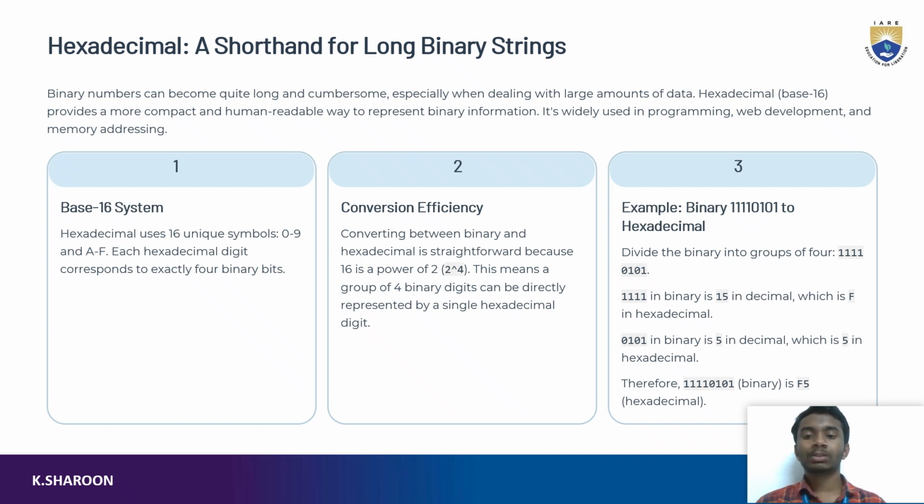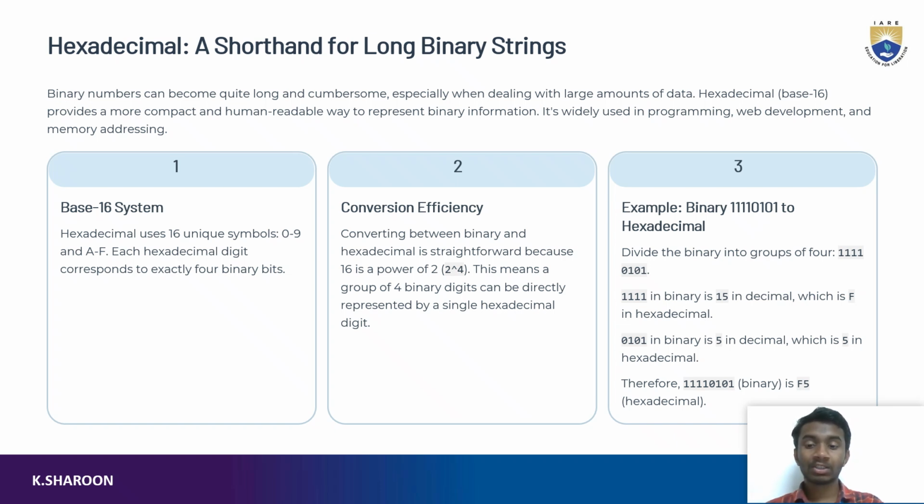Hexadecimal, a shorthand for long binary strings. Binary numbers become quite long and cumbersome, especially when dealing with large amounts of data. Hexadecimal, base 16, provides a more compact and human-readable way to represent binary information. It's widely used in programming, web development, and memory addressing.